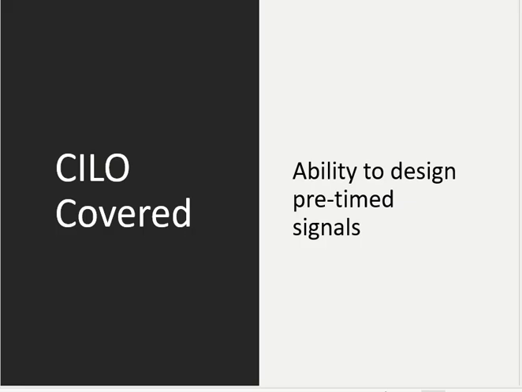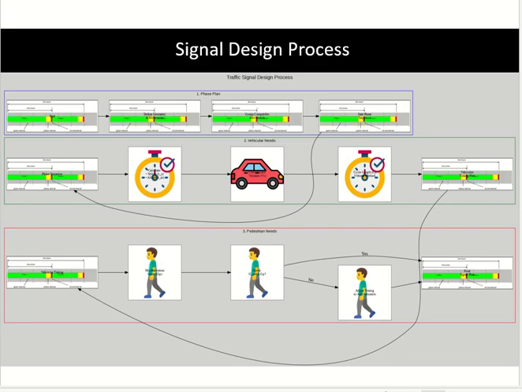Anyways, the point is we are doing pre-time signal design. Pre-time signal design has 3 main phases, and then each phase is divided into multiple steps. The first phase is you develop a phasing plan.